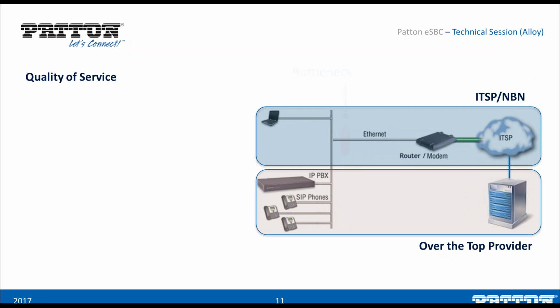Now, what happens here is that this Ethernet pipe can become a bottleneck. How can it become a bottleneck? When we get traffic from our laptops or other kinds of data traffic, and then we have this voice traffic which is also using the same pipe, so this can become a bottleneck very easily. Now, if we introduce a Patton device here which is sitting behind the router or the modem, I'm just taking an example where we have got ITSP and an over the top provider, and we are putting this Patton device behind it. Now, this device is responsible for QoS and monitoring.